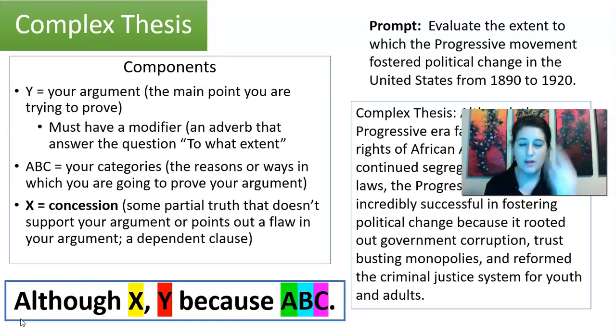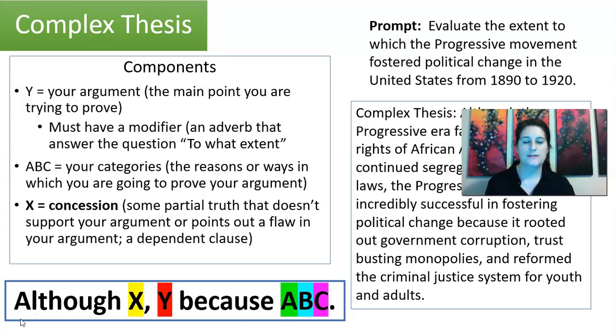The third component, and this is the newest, is the concession, or X. That's some partial truth that doesn't fully support your argument or points out a flaw in your position. It recognizes, this might not be true. So down below in the blue box, you can see the formula. Although X, comma, Y, because ABC.